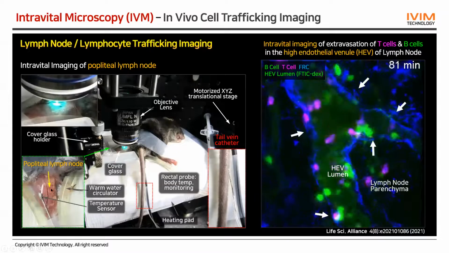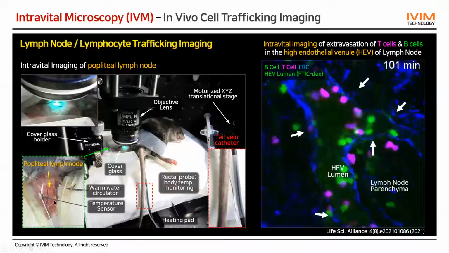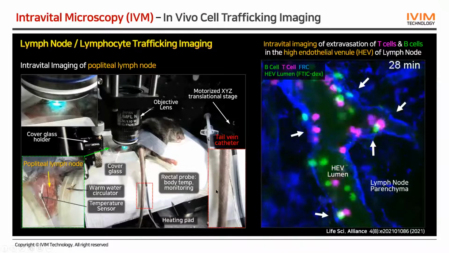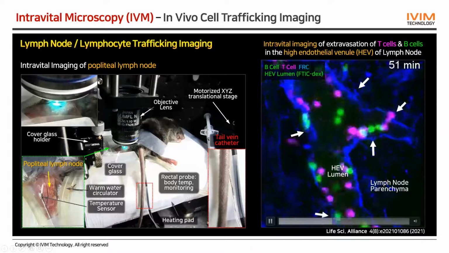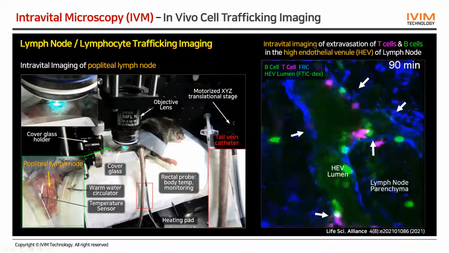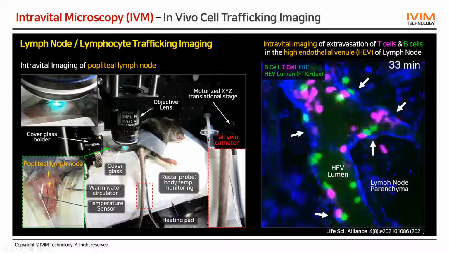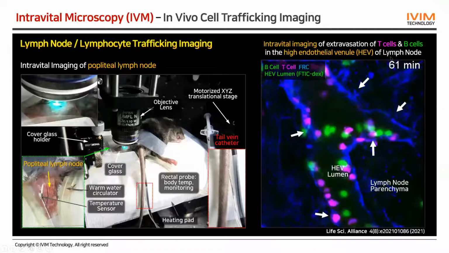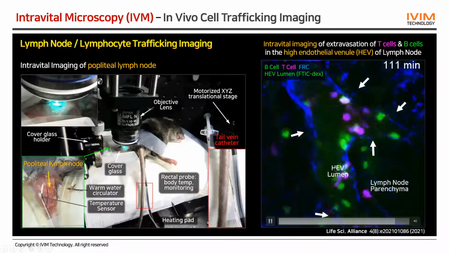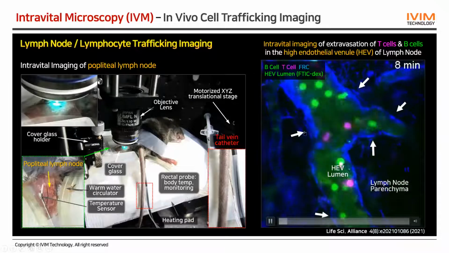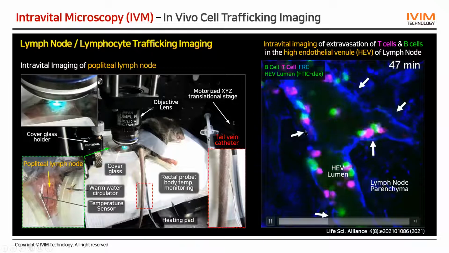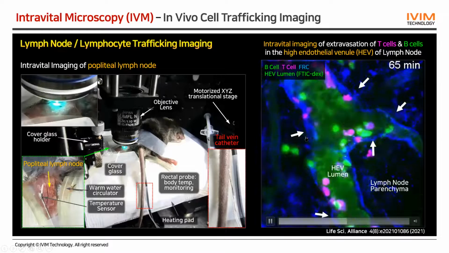This is the popliteal lymph node, the imaging site, as you can see here. On the right side is the IntraVital imaging. Actually, it's 2 hours of time-lapse imaging of the extravasation of T cells and B cells in the high endothelial venule of the lymph node. In the middle, this is the blood vessel, which is called HEV. You can see the extravasation of these B cells, for example these green B cells, and also the red T cells here.